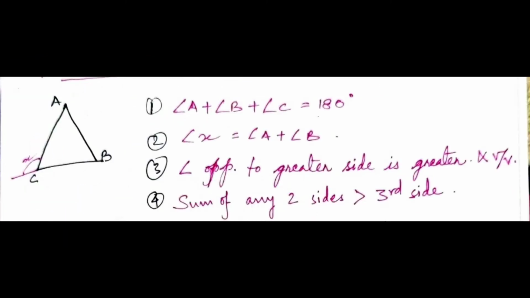Now let us see some properties of triangles. Sum of all the three angles will be 180 degrees, the three angles are supplementary. The exterior angle is equal to the sum of the opposite interior angles. Angle opposite to the greater side is greater, and the side which is opposite to the greatest angle is the greatest side. Sum of any two sides will always be greater than the third side. This property has been used many times in the CAT paper.